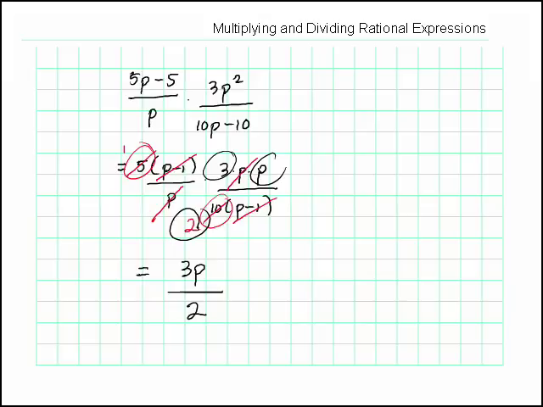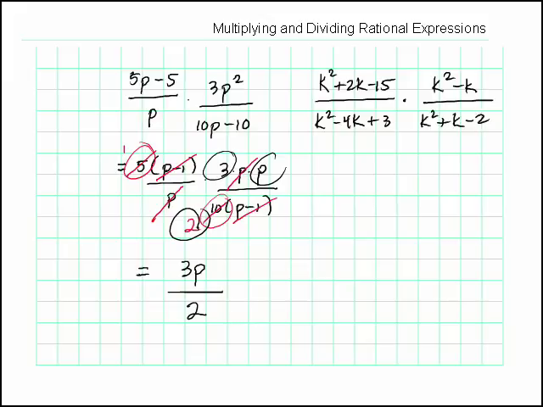All right, let's try another. Let's look at this one. k squared plus 2k minus 15 over k squared minus 4k plus 3 times k squared minus k over k squared plus k minus 20. That's a long problem. Okay, once again, I'm going to just factor everything first.